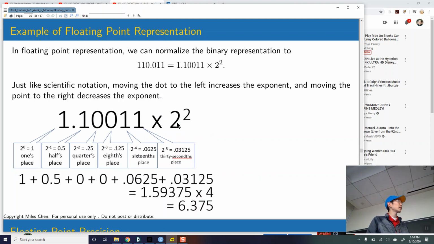1.10011 times 2 to the second. This would be your normalized binary scientific notation, and it has the same digits; we've just rolled the decimal place over. Just like regular old decimal scientific notation, where to turn a number into scientific notation you just roll that decimal place over wherever it needs to go, and how many places you moved determines your exponent. All right, is this okay?